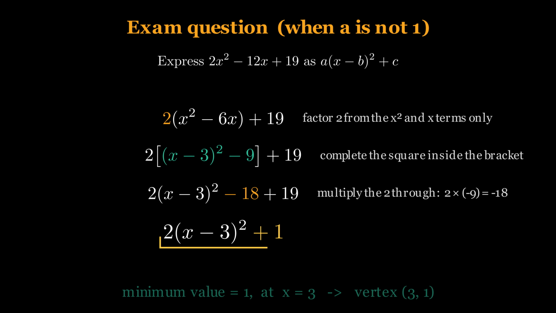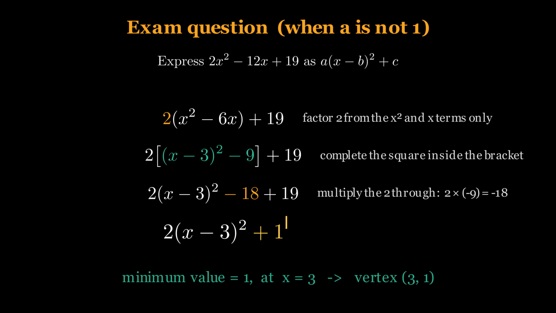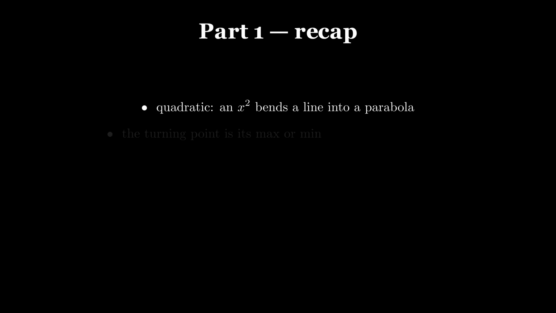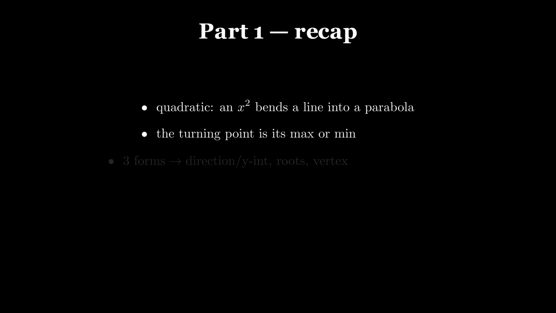And read what it tells us. The smallest the squared part can be is 0 at x equals 3. So the minimum value is 1. And the turning point is at 3, 1. That's the whole power of this form. So today, we built it up properly: what a quadratic is, why it matters, the 3 forms and what each reveals, and completing the square, which hands us the turning point directly.